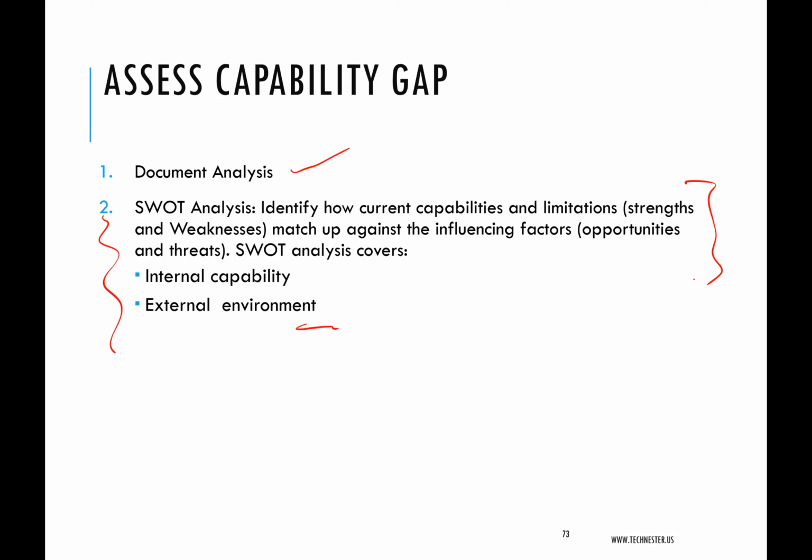If the matchup is not very good, then we may need to reconsider carrying on with that product, or come up with a strategy to make everything work better in our favor. So maybe we should resolve some of the threats, or capitalize on some of the opportunities, or improve our strengths or reduce our weaknesses. So SWOT analysis is one very popular way companies assess their capability gap.